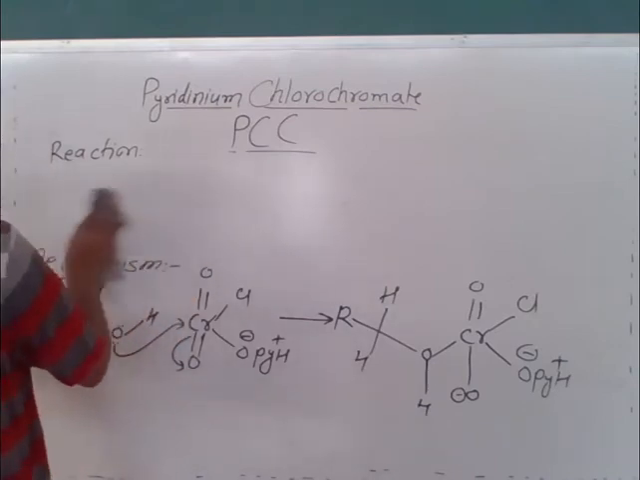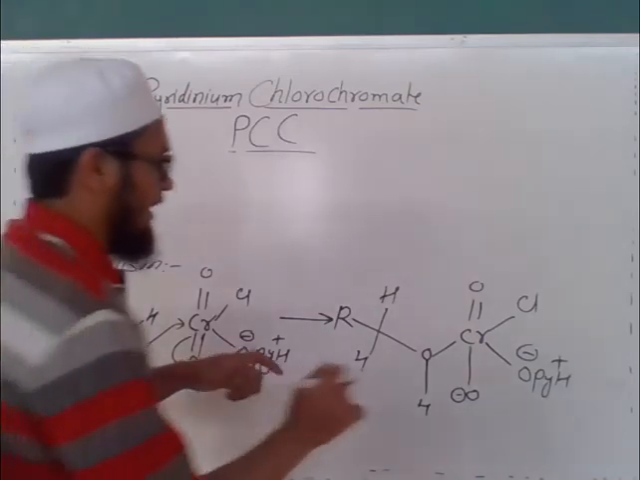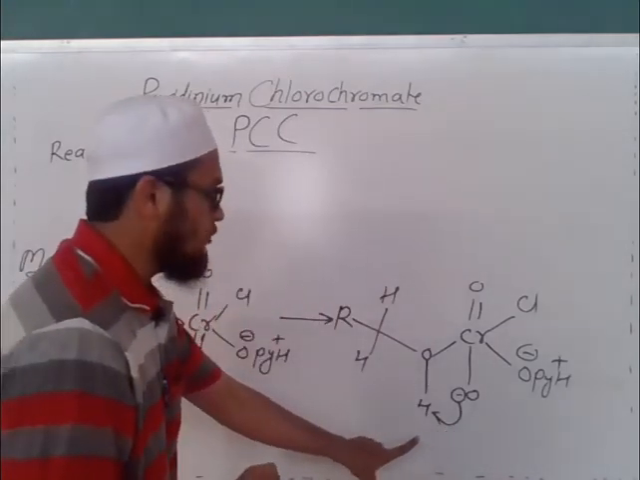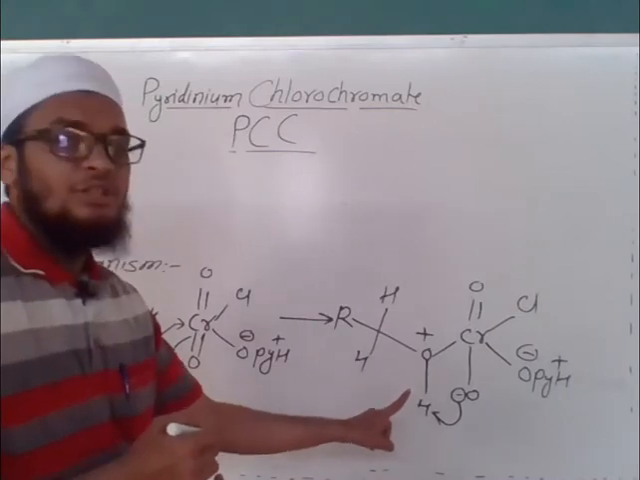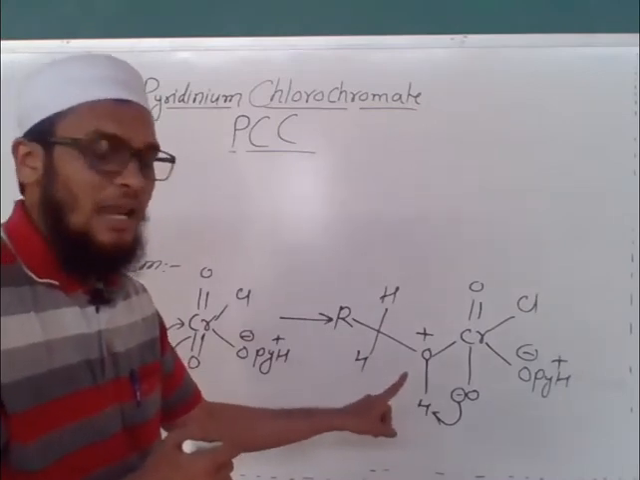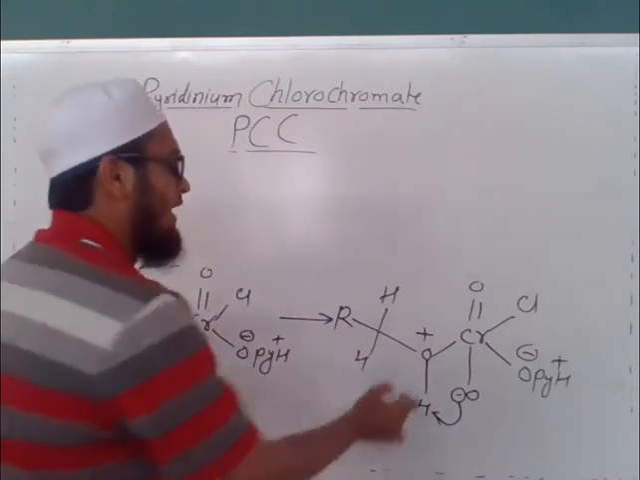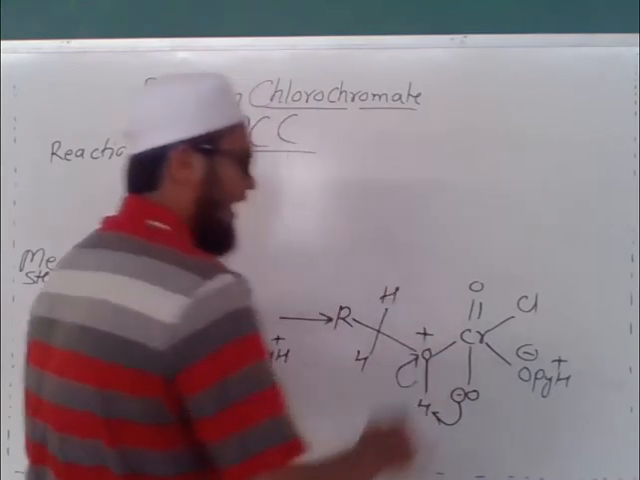Nothing is special in the next step. What will happen in the next step is just an abstraction of this proton. It will abstract this proton, as this oxygen is trivalent and has become positive. To make it neutral, this oxygen negative will abstract this proton and this oxygen-hydrogen electron will shift towards oxygen.